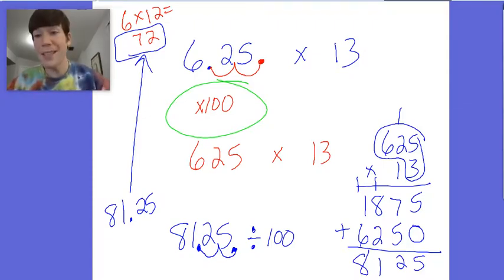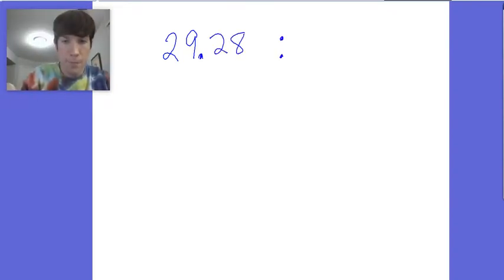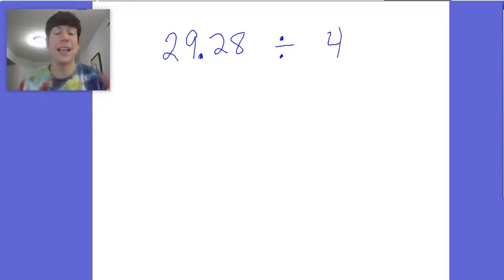Now, this same idea can work also in division. So, for example, if I were looking at a problem such as this, we could use this exact same strategy. 29 and 28/100ths divided by 4.